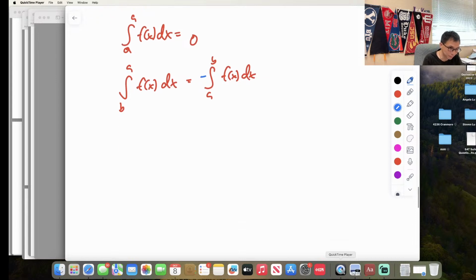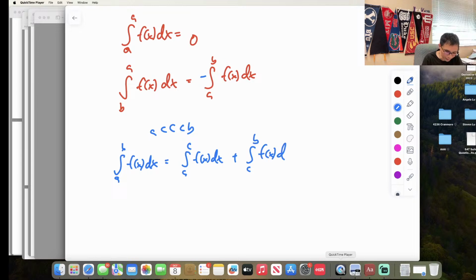Is that okay? Now, say C is between A and B. The integration from A to B of f of x dx can be written as the integration from A to C of f of x dx plus the integration from C to B of f of x dx. This is called the addition of intervals property. You have A to B, you could have A to C plus C to B. Is that okay? Okay.